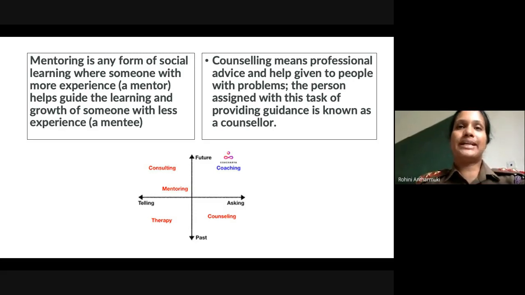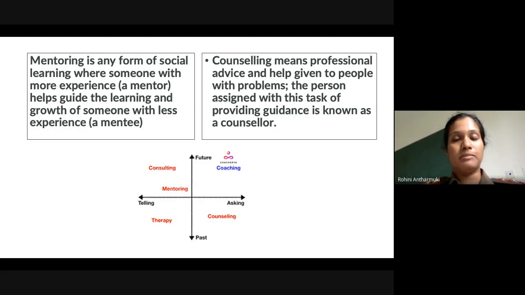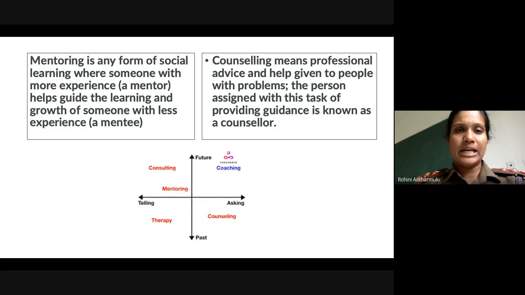And counseling is when you have seen somebody doing a mischief, or somebody going through a problem and they want to solve that problem. The problem is arising because of whatever has happened in their past. So you are trying to find out what has happened in their past and make them realize a solution for themselves so that they can come out of that kind of problem, and that is called counseling. So I hope the definitions of mentoring and counseling are clear. If it is clear, please put a yes in the chat box.